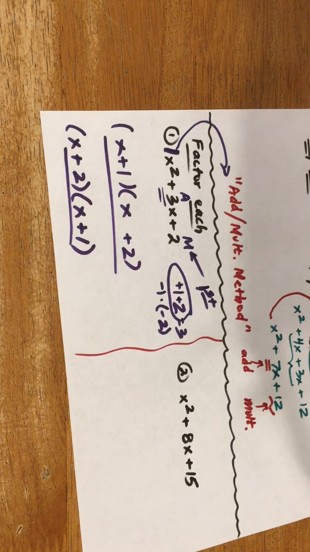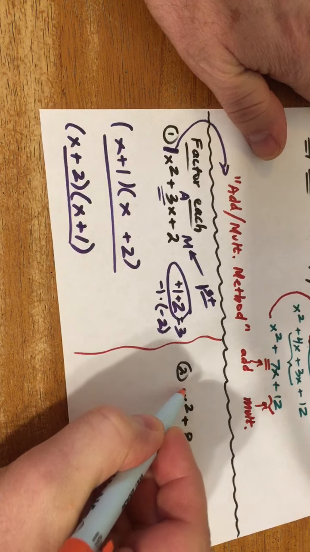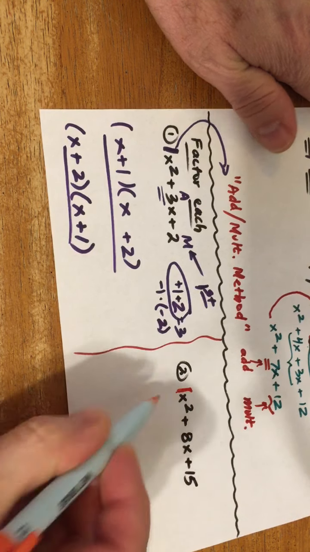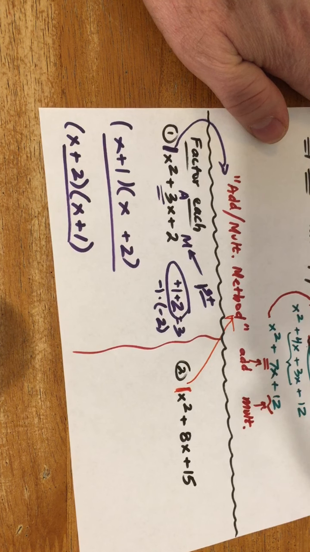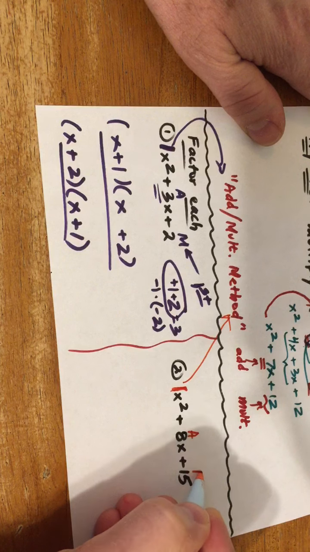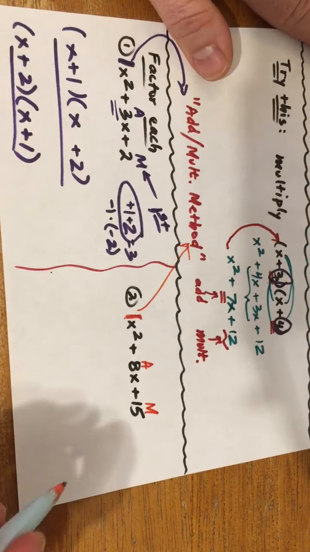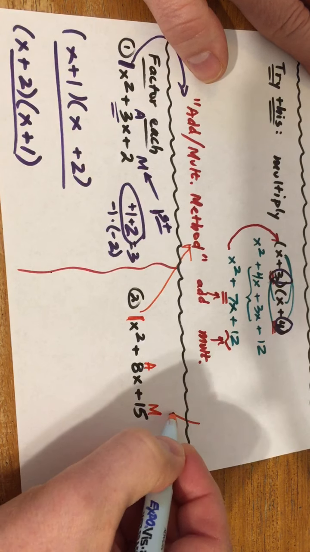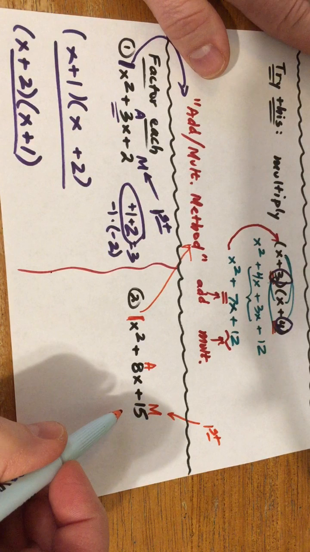Okay, let's go ahead and take a look at problem number 2. What should you have done? Hopefully you notice, hey, my leading coefficient is 1, and so I'm going to use the add multiply method. And so I need numbers that add to 8 and multiply to 15. And so now I'm going to think about numbers that multiply to 15 because I know that I'm going to do my multiplication first.